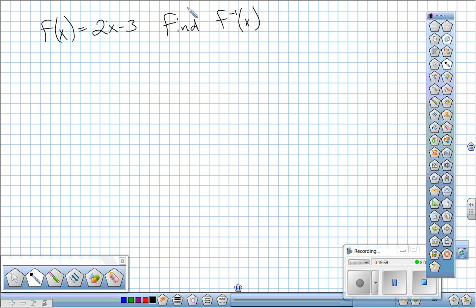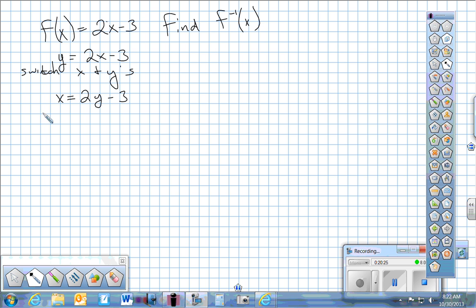So what I'm going to do is change this to y equals. So y equals 2x minus 3. Then I switch my x's and y's. So then I have x equals 2y minus 3. And then I need to go back in and solve for y.